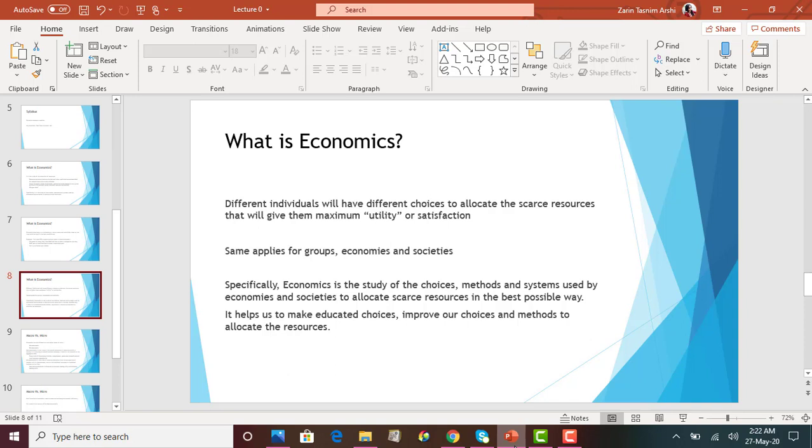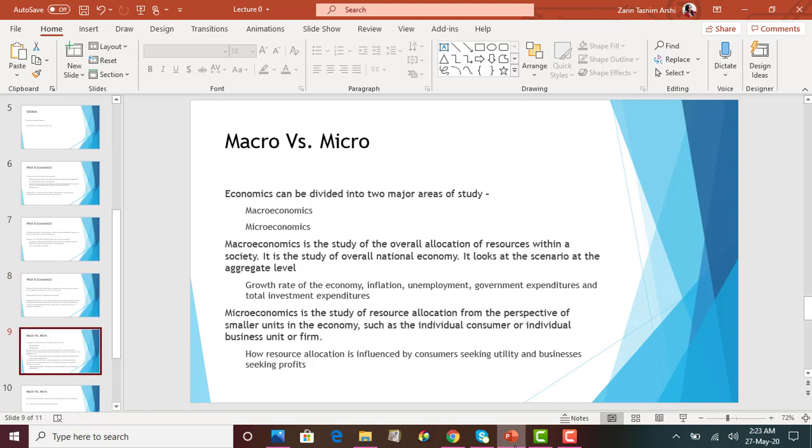So these are all categorized under the study of economics. Specifically, economics is the study of the choices, methods, and systems used by economies and societies to allocate scarce or limited resources in the best possible way, and the ultimate goal is to maximize utility. So economics basically helps us to make educated choices, improve our choices, and use different methods to allocate the resources.